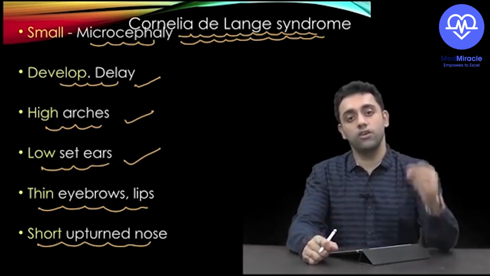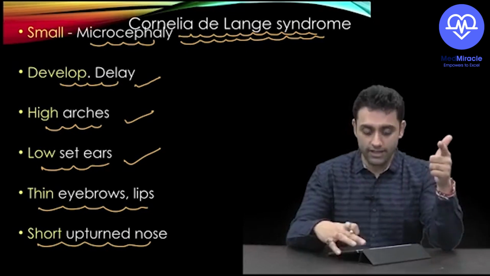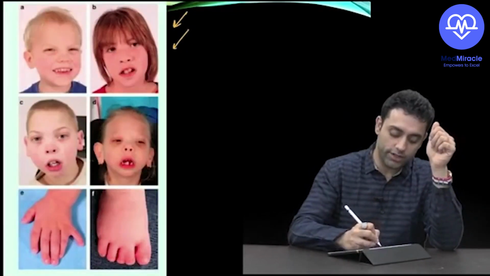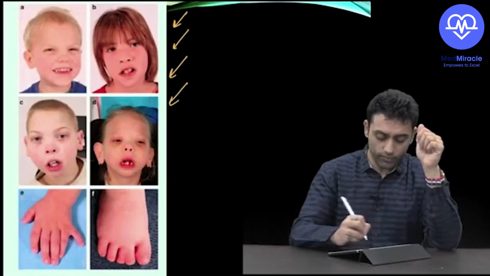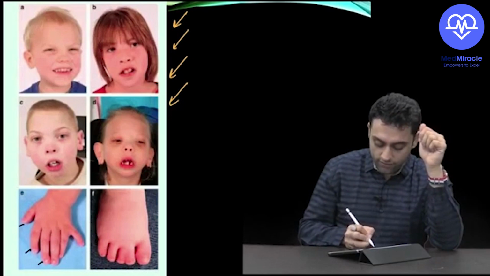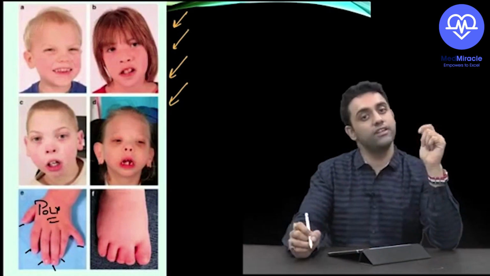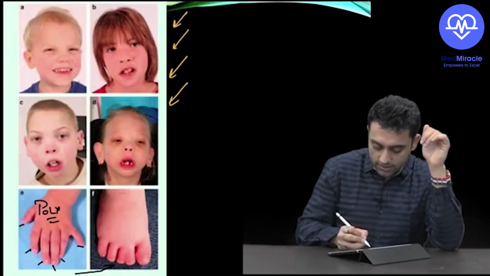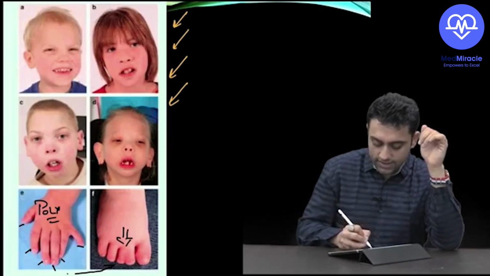So what all we covered? Rubinstein-Taybi syndrome, Cornelia de Lange syndrome. Now third is this syndrome. Who will tell me this syndrome? What do you think? What are the points? Most importantly, what do you count? Count here 1, 2, 3, 4, 5, 6. Can you see polydactyly? Yes or no? Yes, very good. What is this finding? What is this? Any idea?